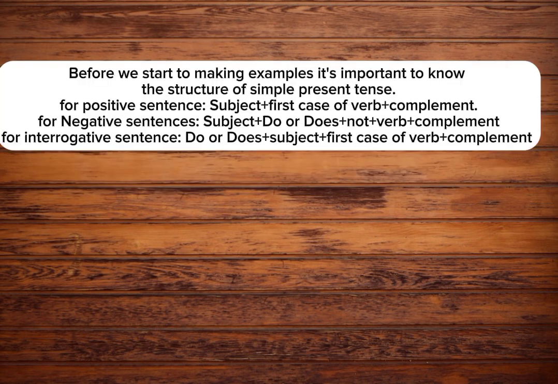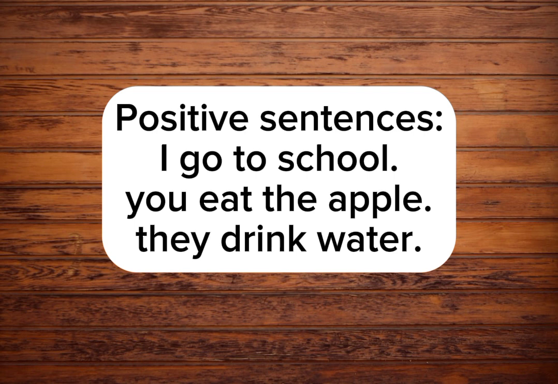Before we start making examples, it's important to know the structure of simple present tense. For positive sentences: subject plus first form of verb plus complement. For negative sentences: subject plus do or does plus not plus verb plus complement. For interrogative sentences: do or does plus subject plus first form of verb plus complement. For example, positive sentences: I go to school, you eat the apple, they drink water.